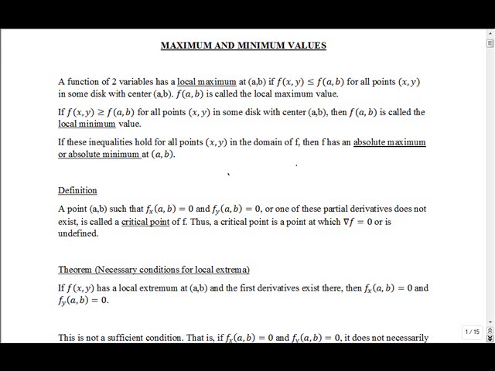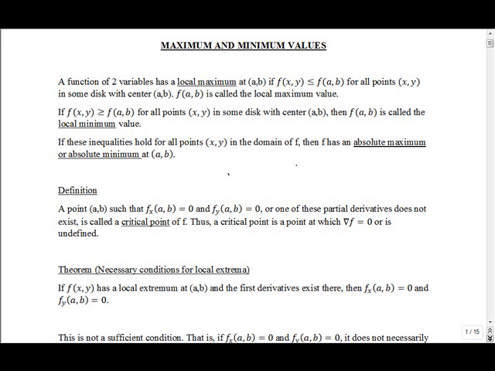Today we're going to look at maximum and minimum values. If you remember from Calc 1, another word for that is extrema. So you're going to learn how to find the extrema of functions of several variables.